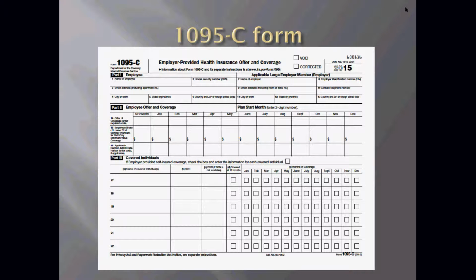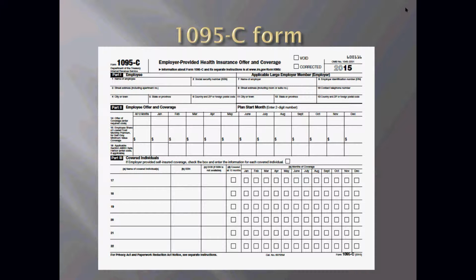For most folks, you're going to go ahead and just put in January 1. A lot of our groups have a July 1 start date, so you can go ahead and put that in there, and it's July 1 to June 30th. The employee offer and coverage, Part 2 there, Section 14, we're going to look at those codes here in just a moment.